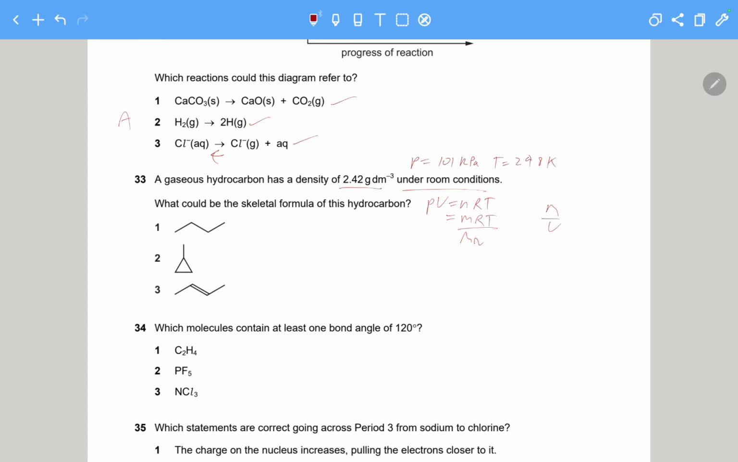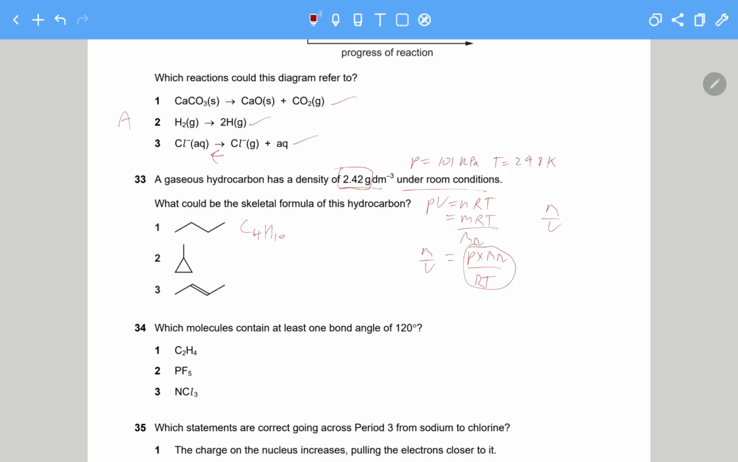So we can rearrange this equation to give m over v is equal to P into Mr over RT. And that's the density. So this expression will give us the density. We know the pressure, we know the temperature, we know R, it's 8.314, the universal gas constant. And we know what density we are supposed to get, 2.42. So let's crack on. Formula first, C4H10, this is butane.